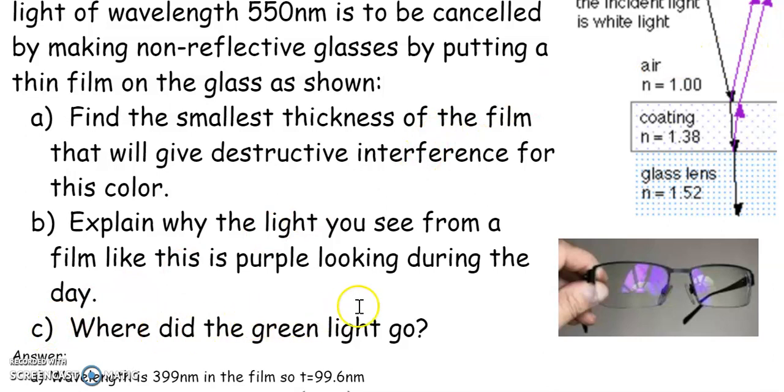And then C, where did the green light go? The green light, since it didn't reflect, because we had destructive interference on the reflection, went on through. And that's the whole point. So the visible spectrum around the green, which is what you're trying to see with your eyeballs, goes through the glasses, and your glasses are not blocking any light. They're nice and clear and clean because they didn't break any light.